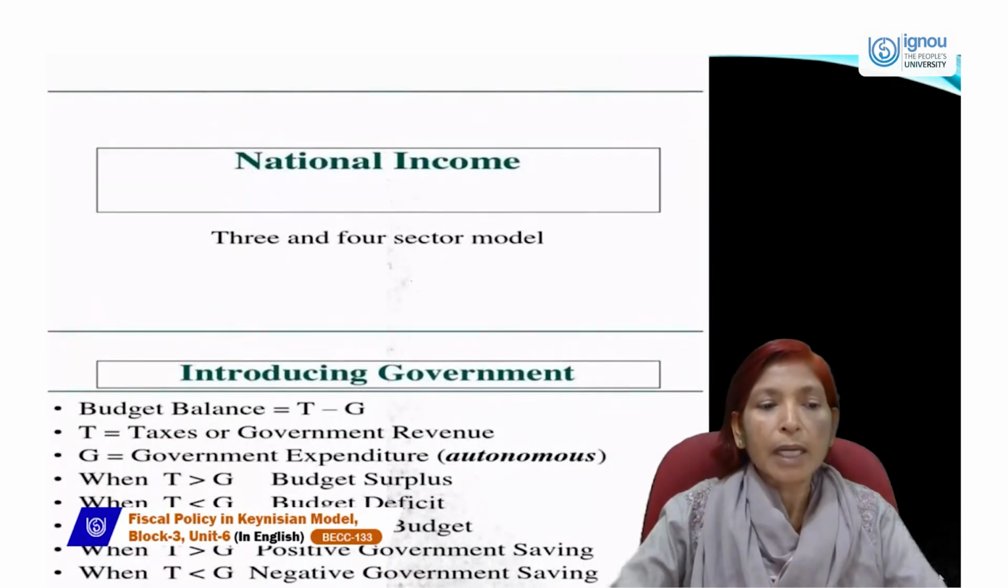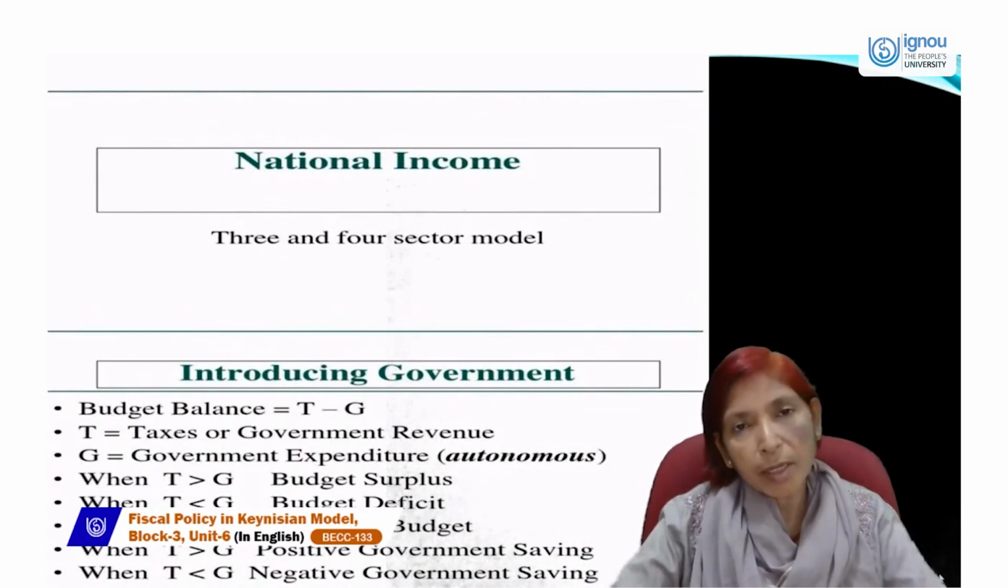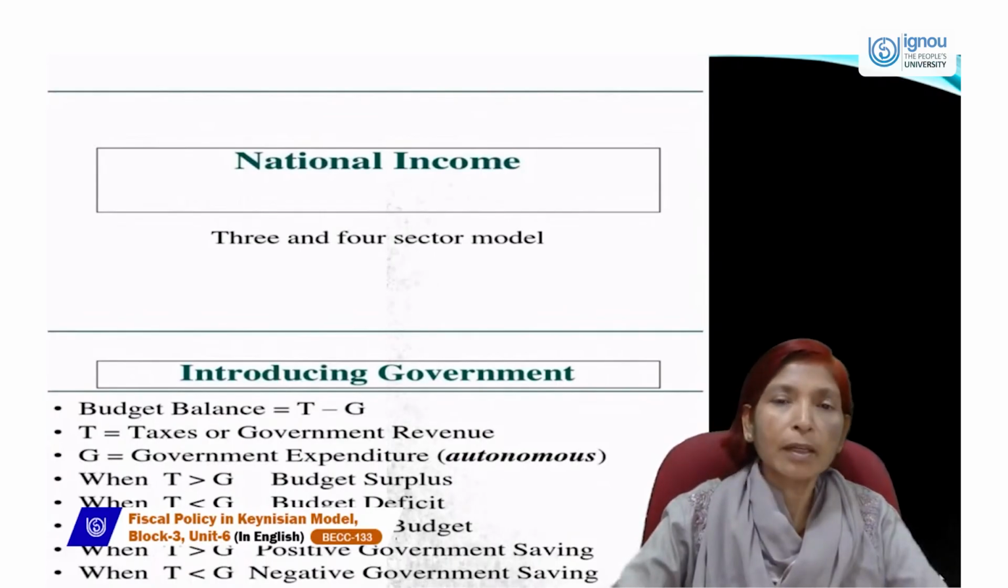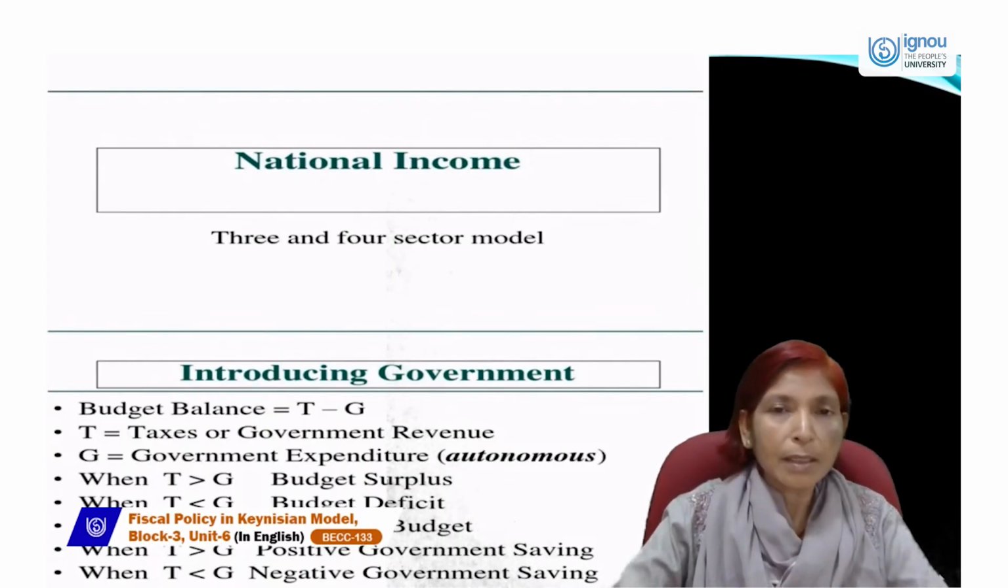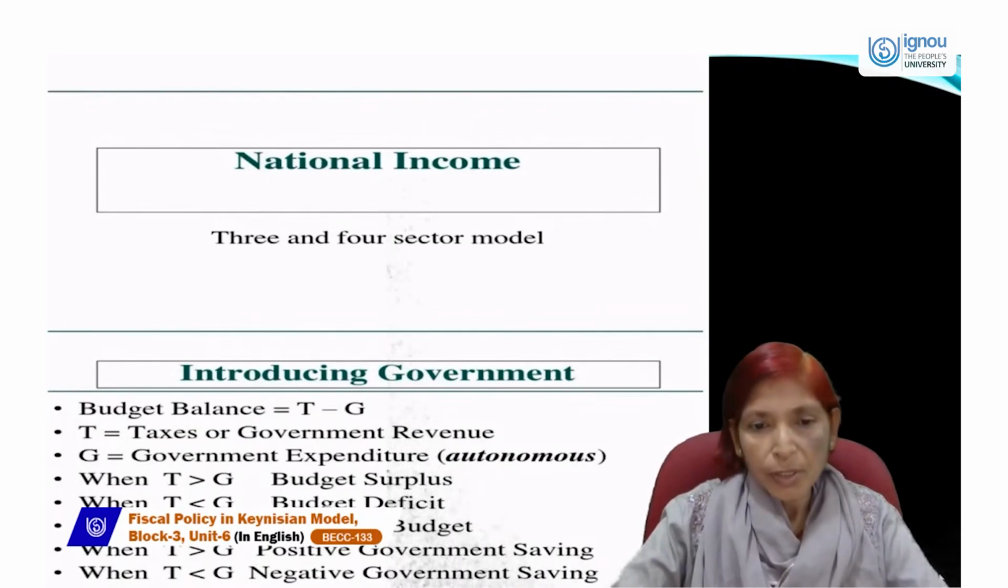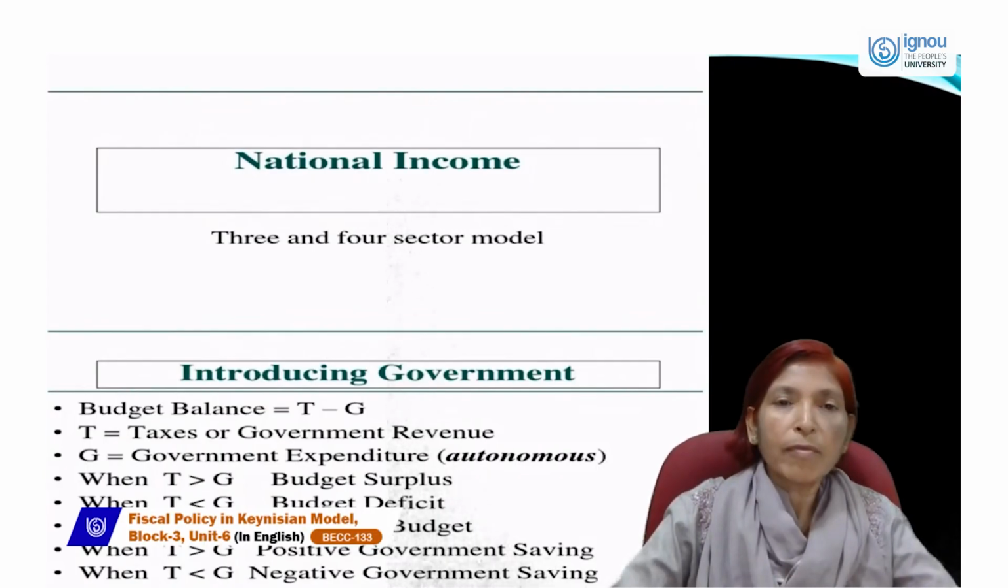Now next is national income determination. We can determine national income in a three sector economy in which government play very important role, and in a four sector economy where farm sector, household sector, government sector and rest of the world, all the sectors exist. So when we introduce government, government play very important role. What role does government play in the economy?